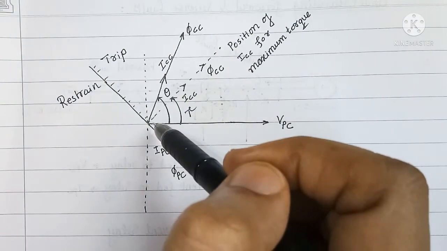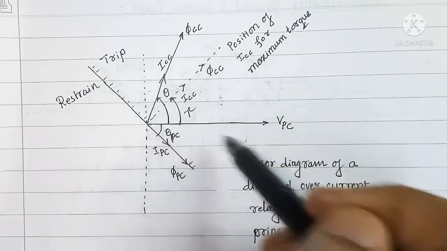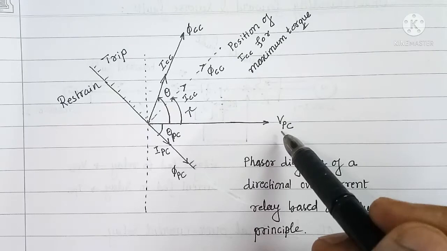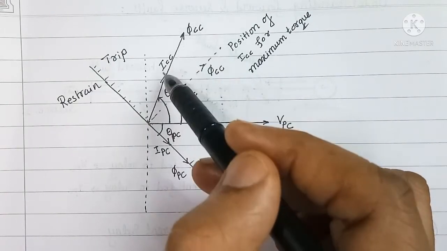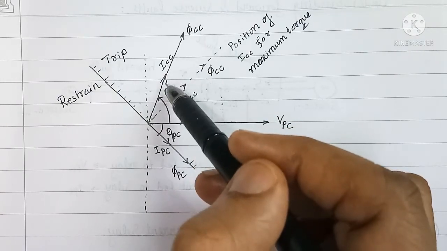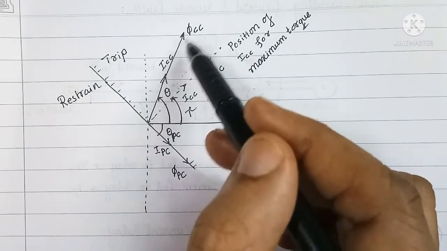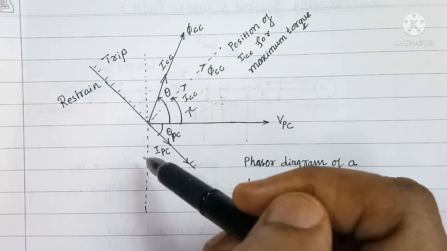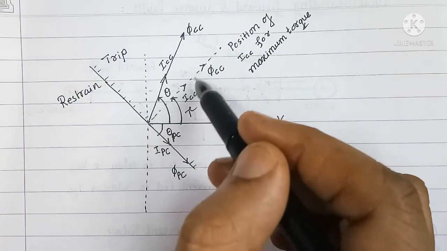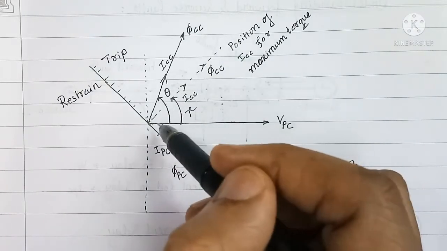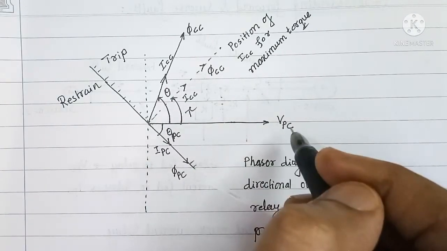Let us say current through the current coil of the relay ICC is leading the voltage VPC by an angle of theta. The flux produced by current coil is proportional to ICC and is in phase with ICC. So phi CC is shown in phase with ICC. And now here a maximum torque line is shown, and the maximum torque line is at an angle of tau from reference, that is from VPC.